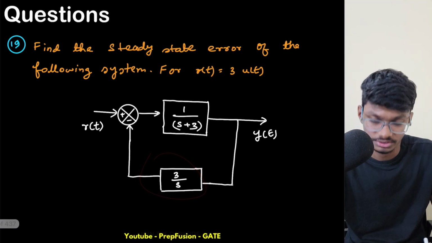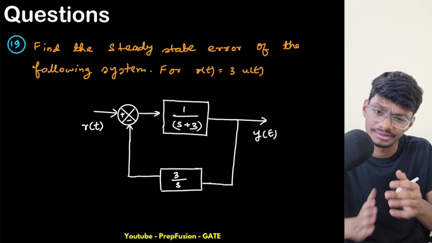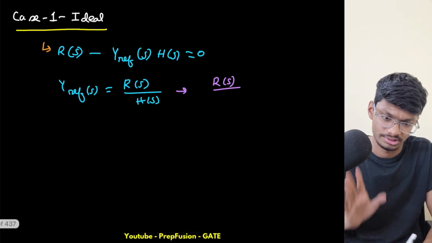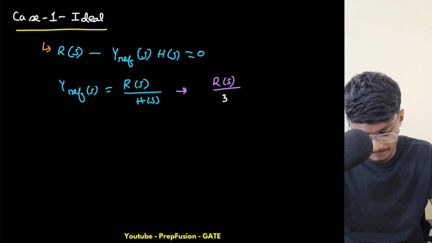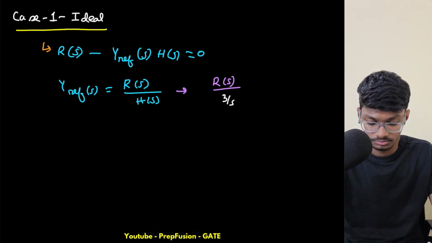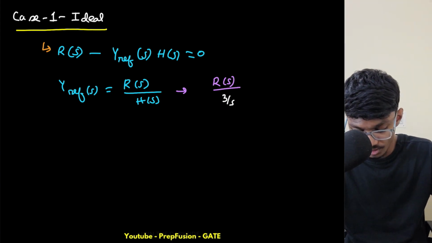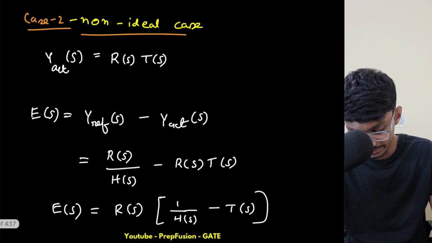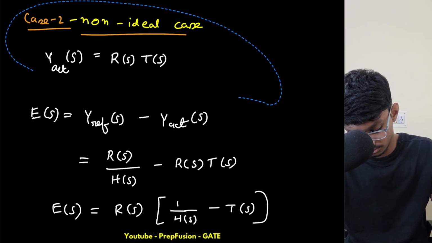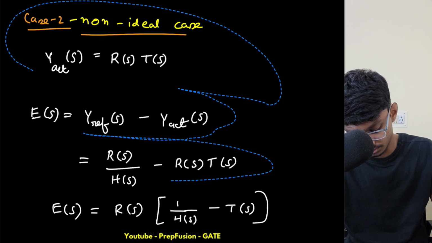So what is H of s? H of s is 3 by s. You can either put it at the end or at the start, it doesn't matter. Okay. And what about my case 2, the non-ideal case? Just copy this one.